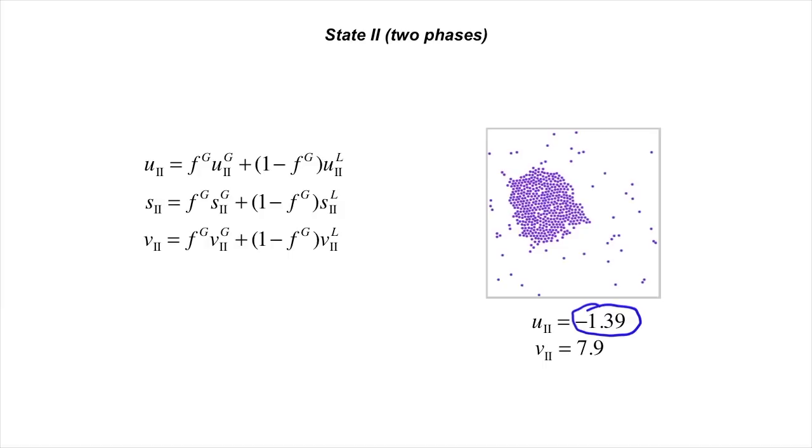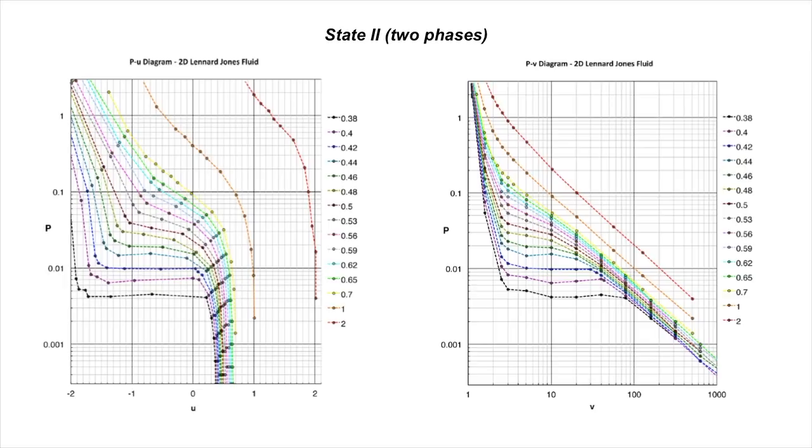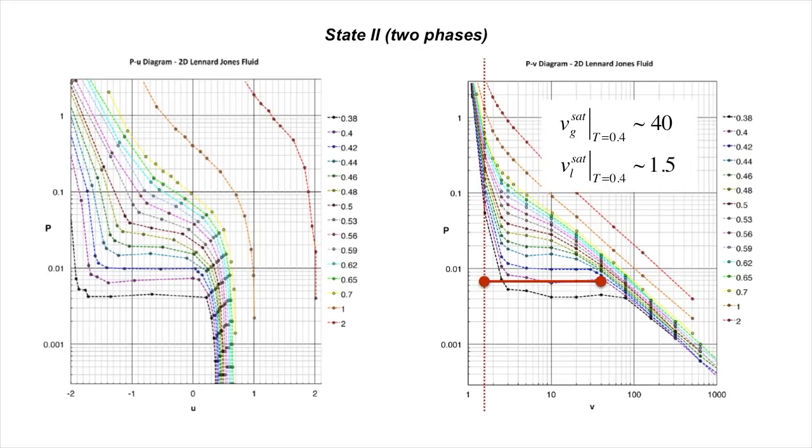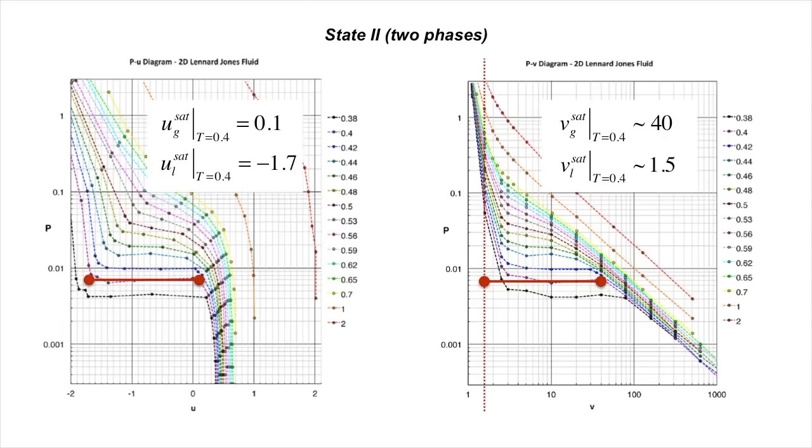Thus, by incorporating the properties of the individual phases, we can calculate the quality, and then use this value to calculate the entropy. The intensive properties of the individual phases we can gather from the PV and PU diagrams we studied previously. At T equals 0.4, the molecular volume of the saturated gas is about 40. The liquid is a bit harder to tell, since the pressure spikes upward over a range of volumes due to the wall effects. But if we arbitrarily set the saturation line where the pressure is 10 times the saturation pressure, we estimate a value of about 1.5. The internal energy is a bit easier to interpolate, yielding values of minus 1.7 and plus 0.1, respectively, for the saturated liquid and gas.